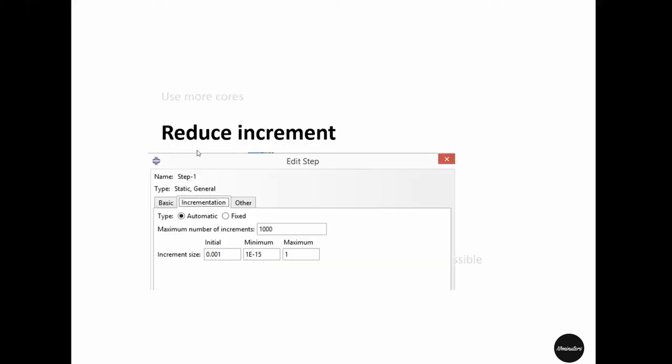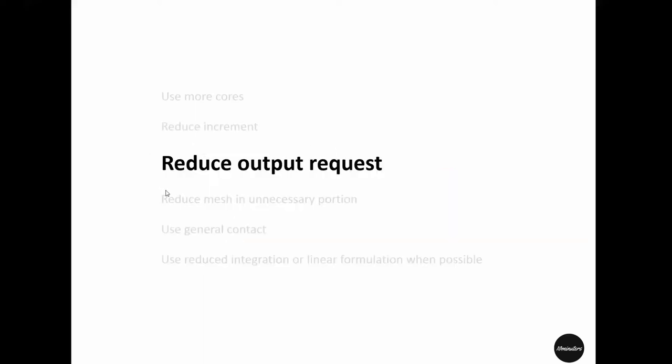Tip number two, reduce the number of increments. If you are interested in the final simulation output and intermediate increment results are not important, increase the initial and the maximum increment size. By doing so, the model will run at the maximum increment size and reduce simulation time. But leave the minimum increment size very small and the maximum number of increments high to avoid any unwanted error.